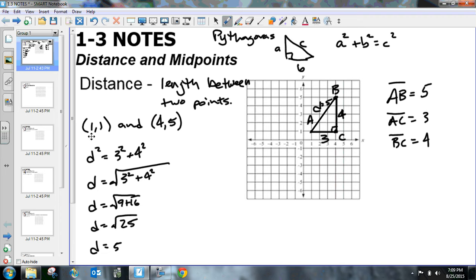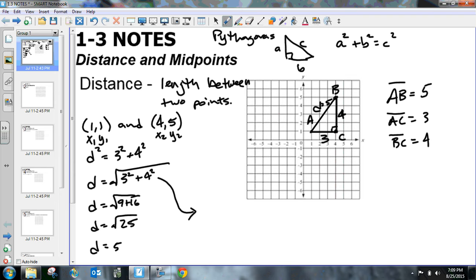I'm going to call this x sub 1 and y sub 1. I'm going to call this x sub 2 and y sub 2. I'm just giving my x and y values generic names. This is my first point, and this is my second point. And so what I can do is I kind of want to use this.